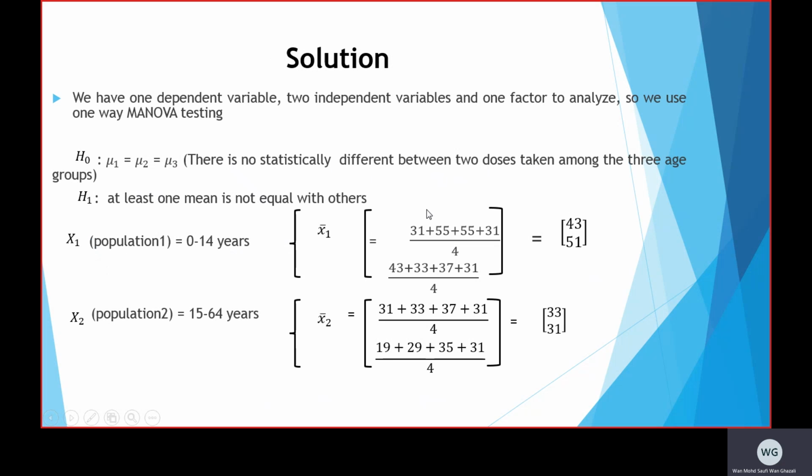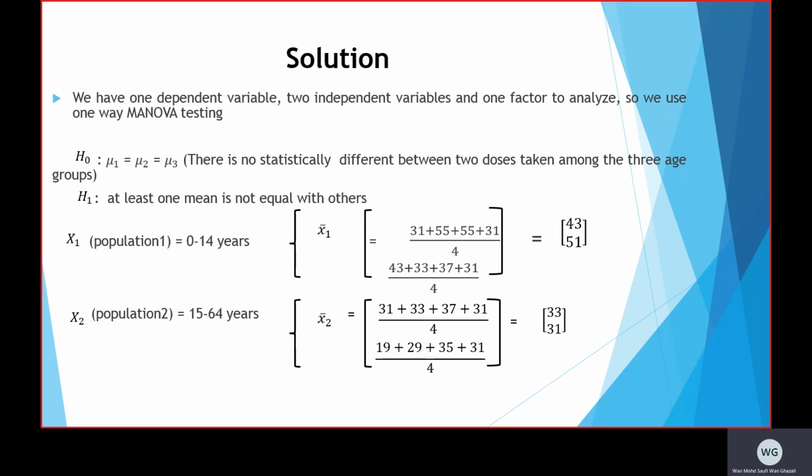The solution for this study is: we have one dependent variable, two independent variables, and one factor to analyze. So we use one-way MANOVA testing. For H0, there is no statistical difference between the two doses taken among the three age groups. H1, there is a statistical difference between the two doses taken among the three age groups.